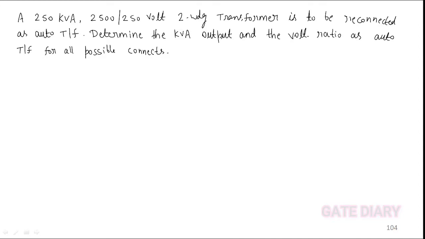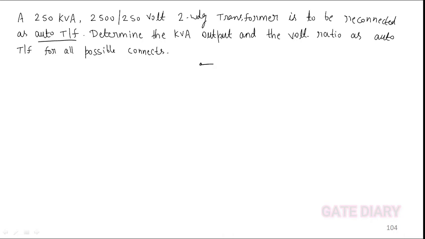Today, I will explain a numerical based on the auto transformer. If you are able to understand this numerical, you can solve all the numerical related to the auto transformer, because this numerical contains all the concepts you will use in the auto transformer. So, the numerical is: a 250 kVA, 2500 by 250 volt, two winding transformer is to be reconnected as an auto transformer.